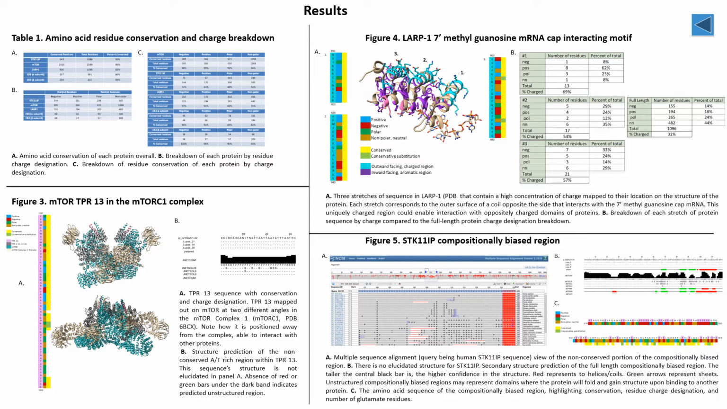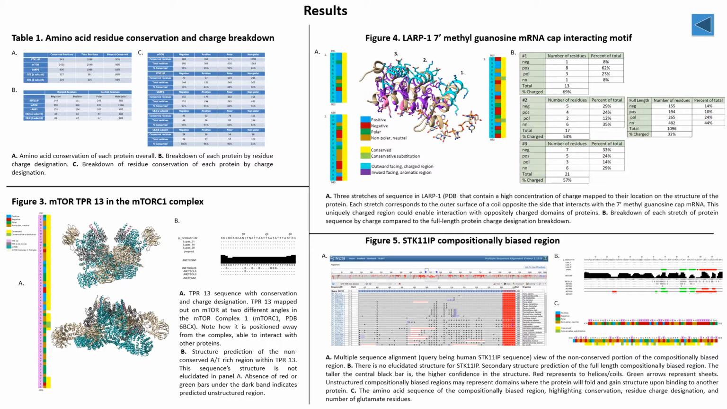Okay, so in the top left here, we have a few tables. A is just a breakdown of each protein's conservation. The most conserved is mTOR at 95%, and STK11IP is the least conserved at 50%. Then in B, we have a breakdown of each protein by the amino acid residue charge designations. And then in C, we have a breakdown of each protein's conservation by the designated charge residue designations.